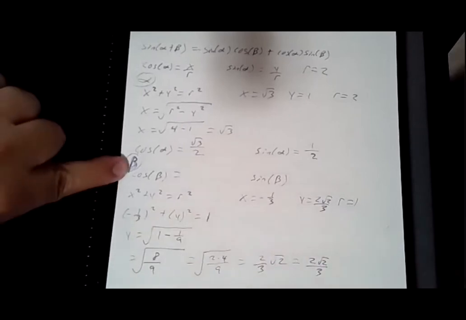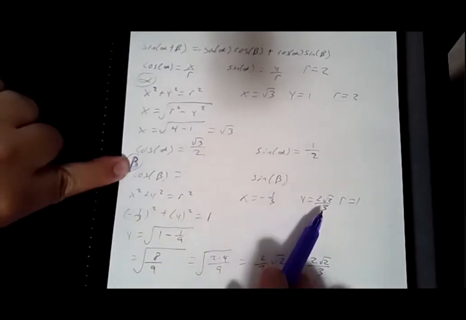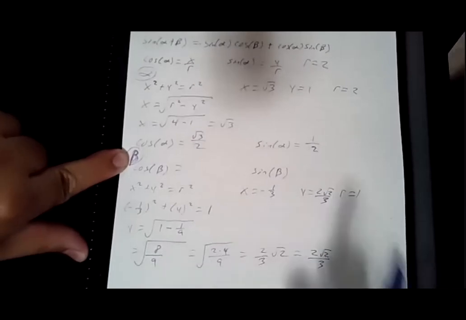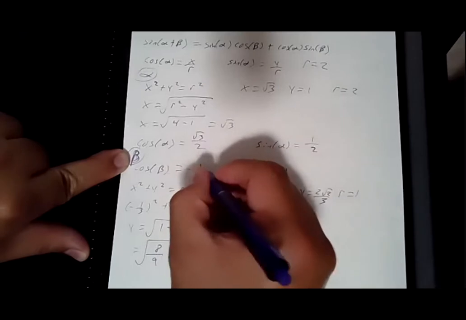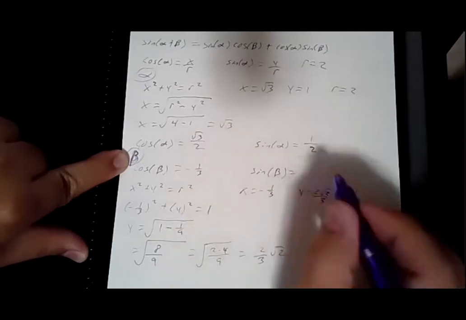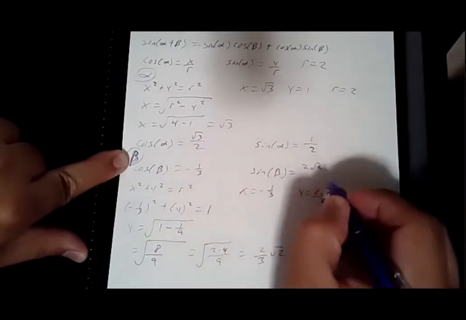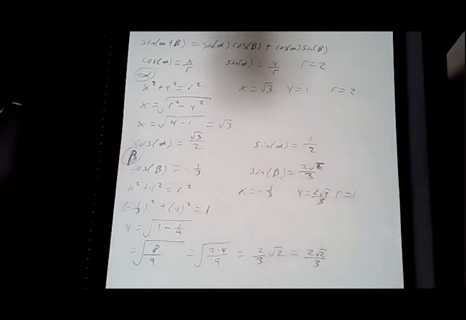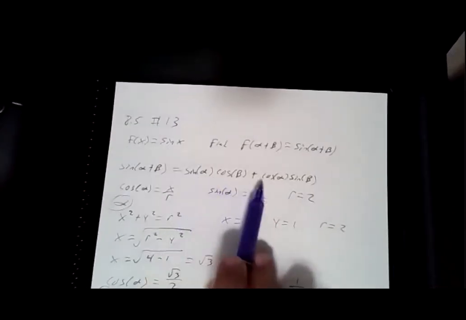So now I have sine beta and cosine beta. Since it's a unit circle, we just take the x and y values. We don't have to do anything extra. This will be negative 1/3. This will be 2 root 2 over 3. So now we just plug it into the formula and you're done. You plug it in here, and that's it.